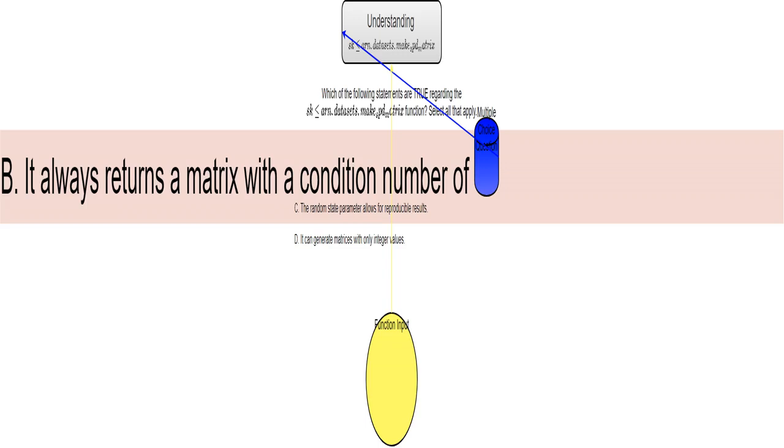This statement claims a very specific property of the output matrix, a condition number of 1. I'm testing if you understand that while the function aims for well-conditioned matrices that aren't close to being singular, it doesn't guarantee a condition number of exactly 1.